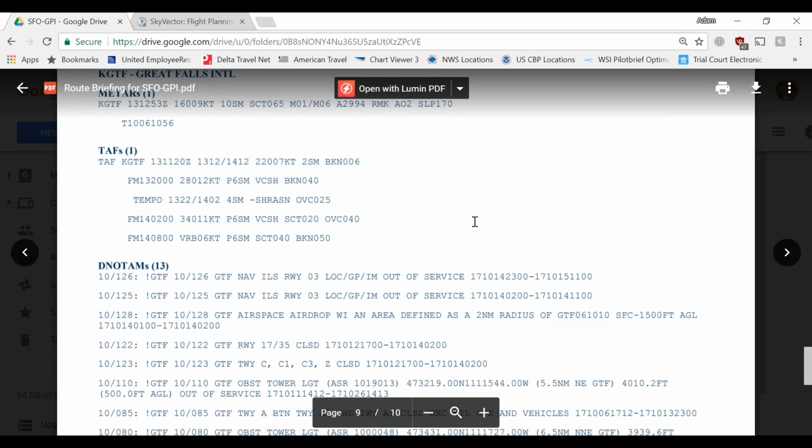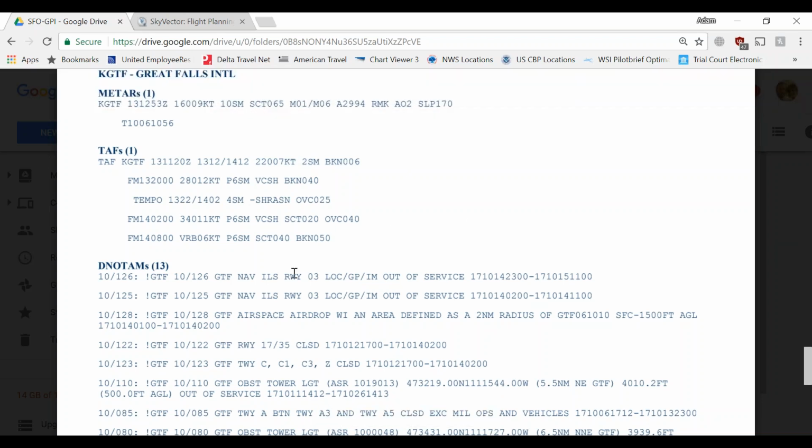Runways, it looks like their ILSs are on all of them. Localizers, all kinds of stuff out of service. So that's not awesome. Well, let's take a look here though. So when is this out of service?